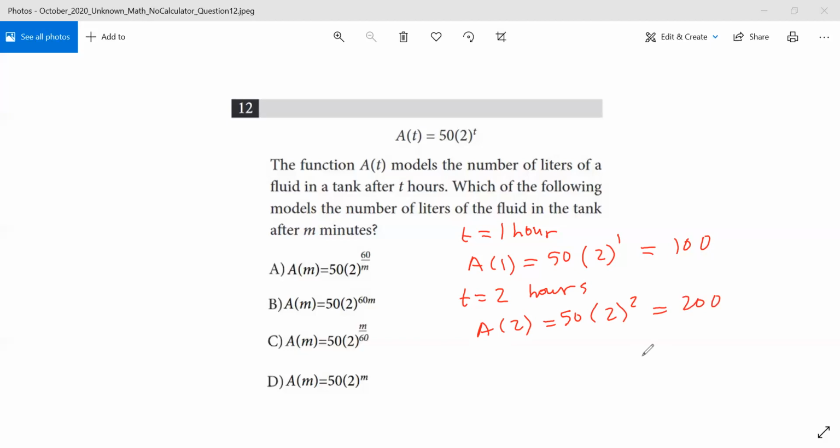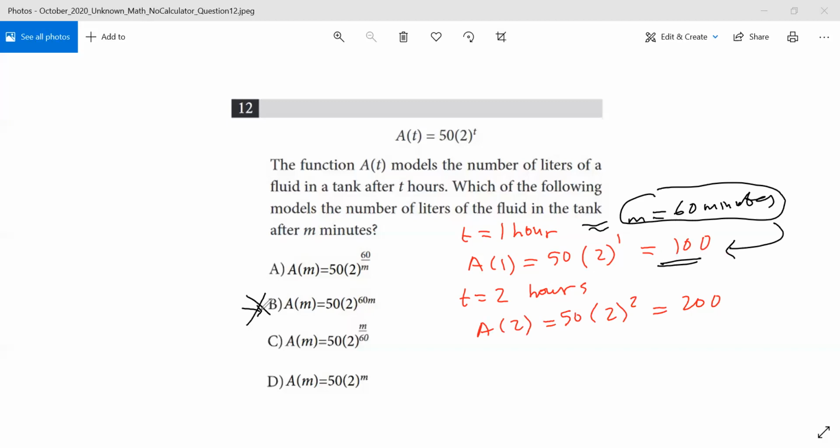Now, if I choose C, this is equivalent to m equal to 60 minutes. So now, instead of putting 1 hour, I'm going to plug in 60 minutes and see if I'm getting this number here. If you plug it into B, that's going to be 60 times 6, 3600, but that's not going to give you that number. You're not even close to that number. It's going to be too big.